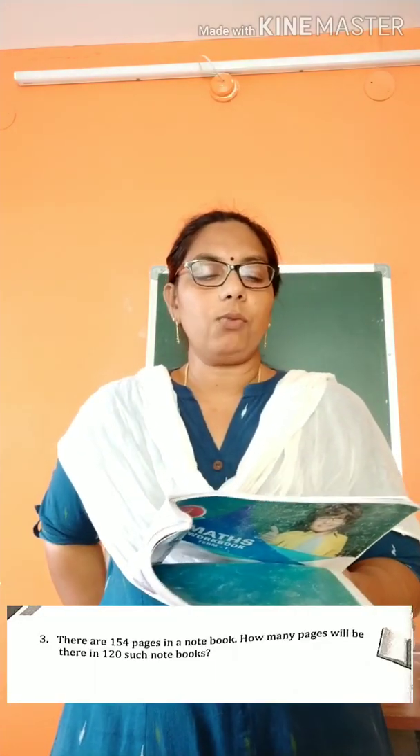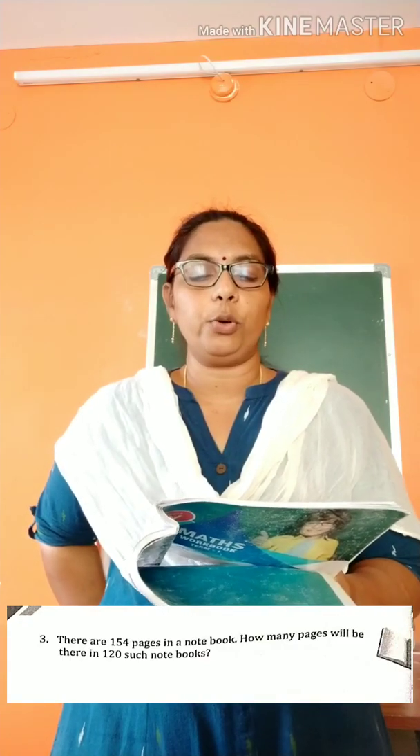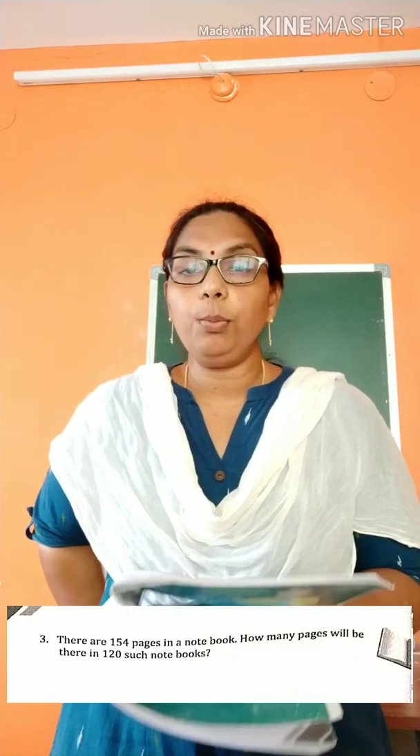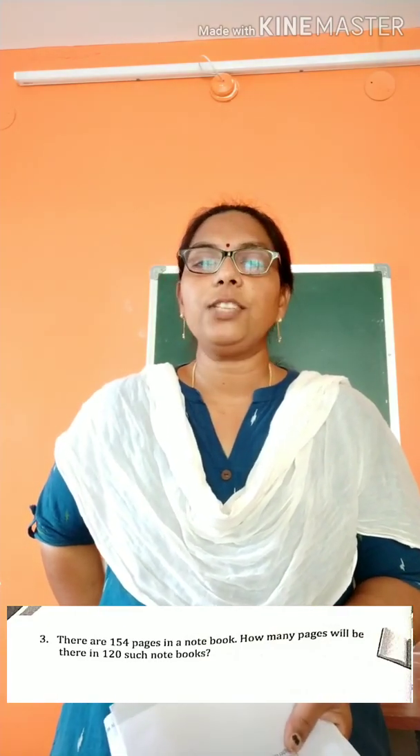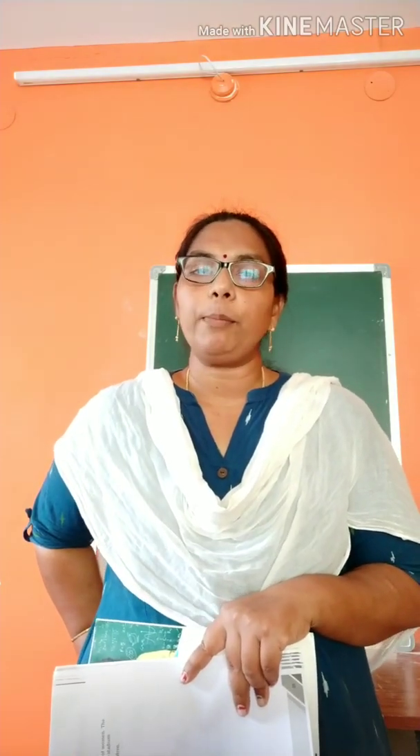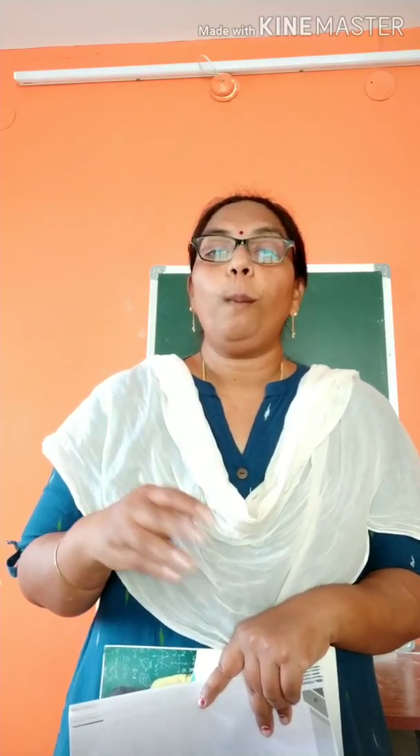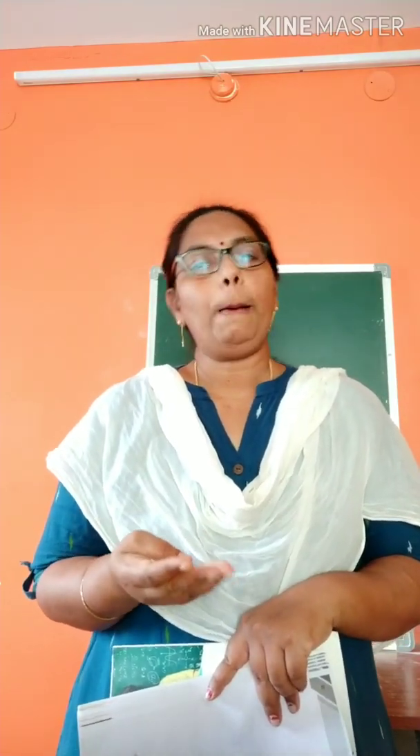Now see here, children, the third sum. There are 154 pages in a notebook. How many pages will there be in 120 such notebooks? In one notebook we have 154 pages, and we have to find the total number of pages in 120 books. Means the number of pages in one book is given and we have to find the number of pages in 120 books. Means we have to find a more number. When we need to find the more number, what do we have to do? We have to do multiplication.